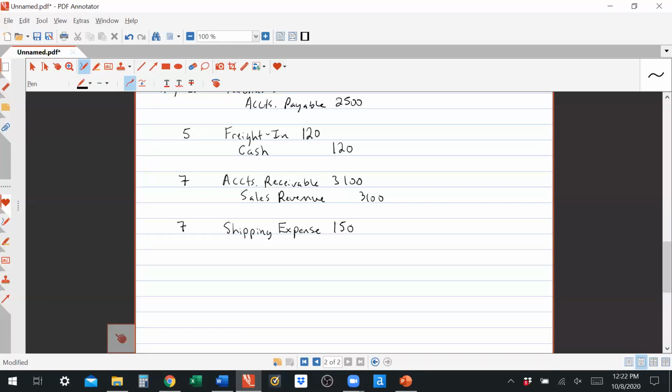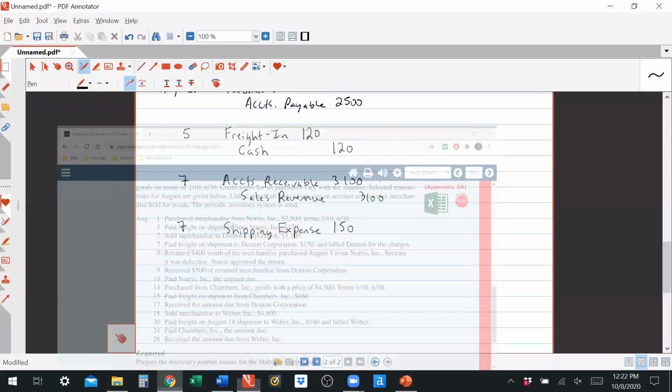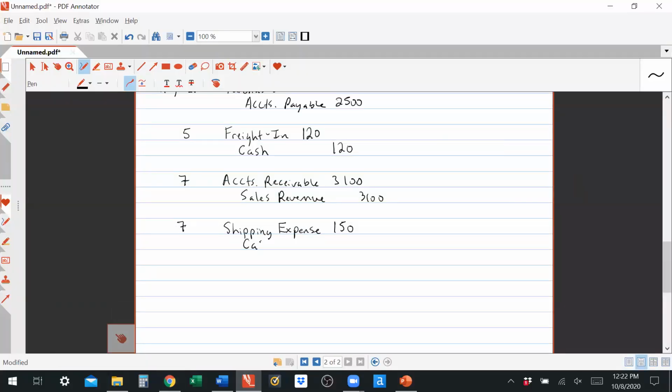And we billed Denton for the charges. So we paid it. It said we paid it, so that assumes that we credited cash. And then we sent them a bill for 150. So they're going to pay the shipping in the end.